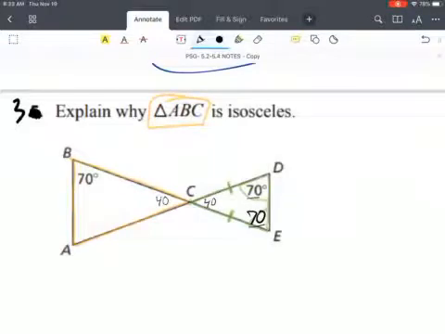Now I can find angle A, 70, and same concept on the other side. If two angles are congruent, then the sides opposite them are congruent, which means that the triangle is isosceles because of the base angle theorem. If angles are congruent, then sides are congruent.